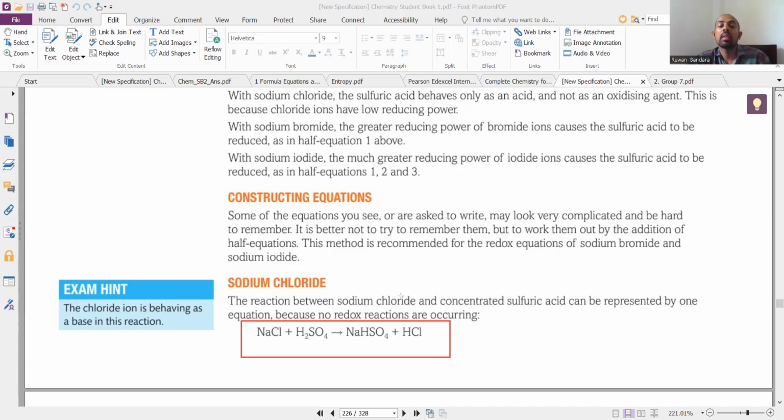Reaction of sulfuric acid with sodium chloride.